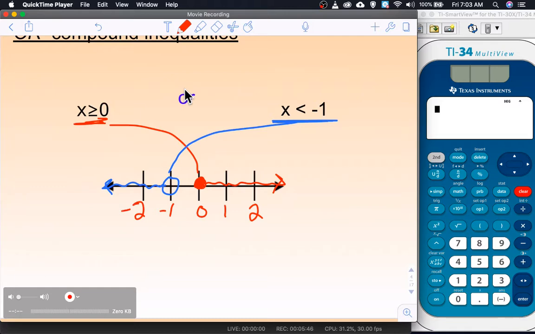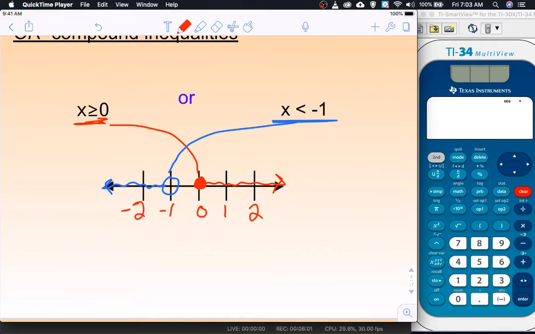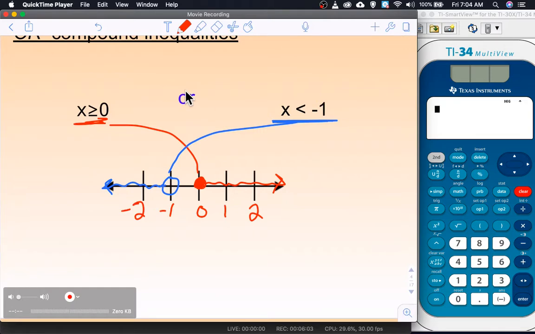And the solution here is still actually everything in the shaded region, because with an OR inequality, think about it. If I want a number bigger than 0 or less than -1, well, 2 is bigger than 0 or less than -1. -2 is bigger than 0 or less than -1. Because or means like if your mom said, hey, I want you to go to the store and you get white milk or chocolate milk.